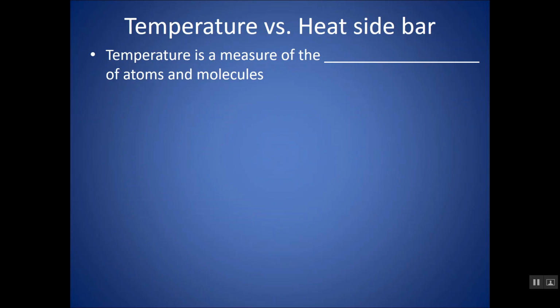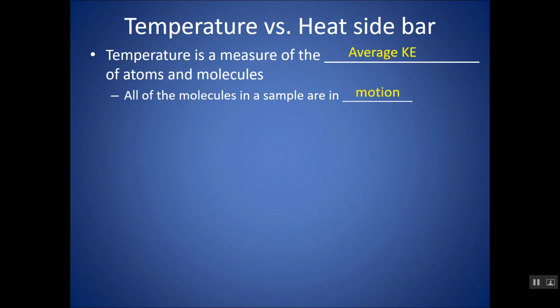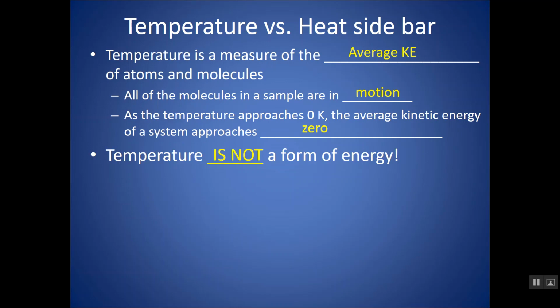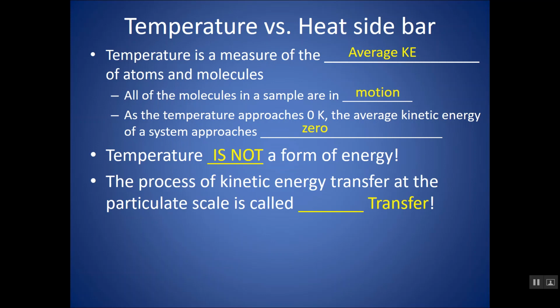Okay, just a sidebar, remember that temperature is a measure of average kinetic energy. All the particles or molecules in a sample are in motion. The more motion, the higher the average kinetic energy. As the temperature approaches zero, the average kinetic energy of the system will approach zero. Temperature is not a form of energy itself. It's just a measure of the average kinetic energy. The process of kinetic energy transfer at the particulate scale is called heat transfer.